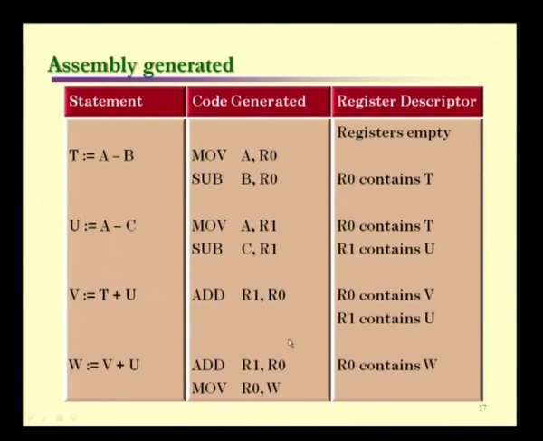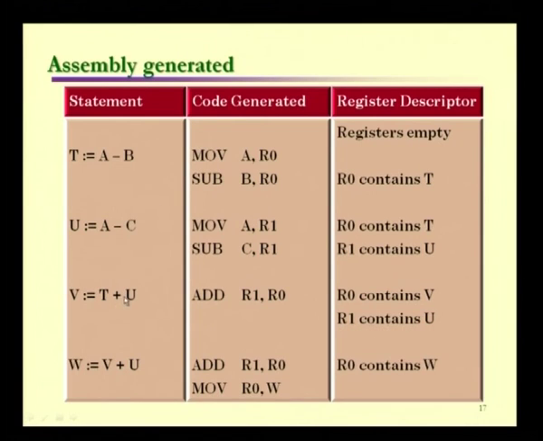So, the code is generated this way. First we move A to R0, and we subtract B from R0. Look at the register descriptor, initially it is empty, now we say that R0 has the value T. Next U is computed: we move A to R1, a free register, and subtract C from R1. Now R1 contains U, that is the register descriptor, and correspondingly the address descriptor can also be updated, that is, U is in R1.